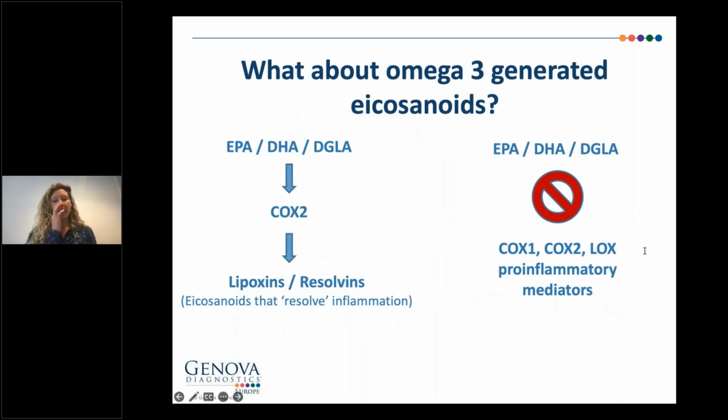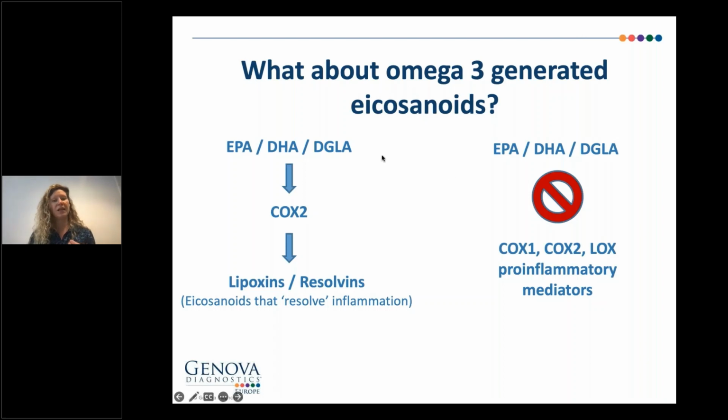So we also have the omega-3 generated eicosanoids. We predominantly know that eicosanoids derived from omega-6 fatty acids have pro-inflammatory and immunoactive functions, whereas eicosanoids derived from omega-3 fatty acids, like EPA and DHA, for example, have anti-inflammatory properties, which are traditionally attributed to their ability to inhibit the formation of omega-6 derived eicosanoids.